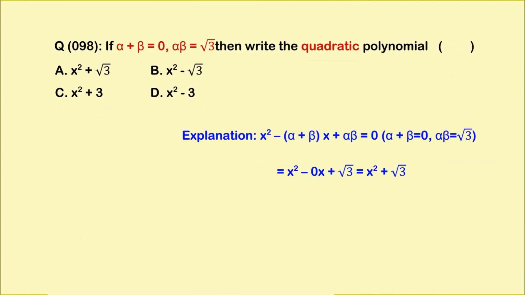So the right answer is B. Question number 98. If alpha plus beta is equal to 0, alpha into beta is equal to root 3, then write the quadratic polynomial. We know the formula for the quadratic polynomial, x square minus (alpha plus beta) x plus alpha into beta is equal to 0. In the question, given that alpha plus beta is equal to 0, alpha into beta is equal to root 3. If you substitute the values in the given expression, we will get x square minus 0x plus root 3, that is equal to x square plus root 3. So the right answer is A.